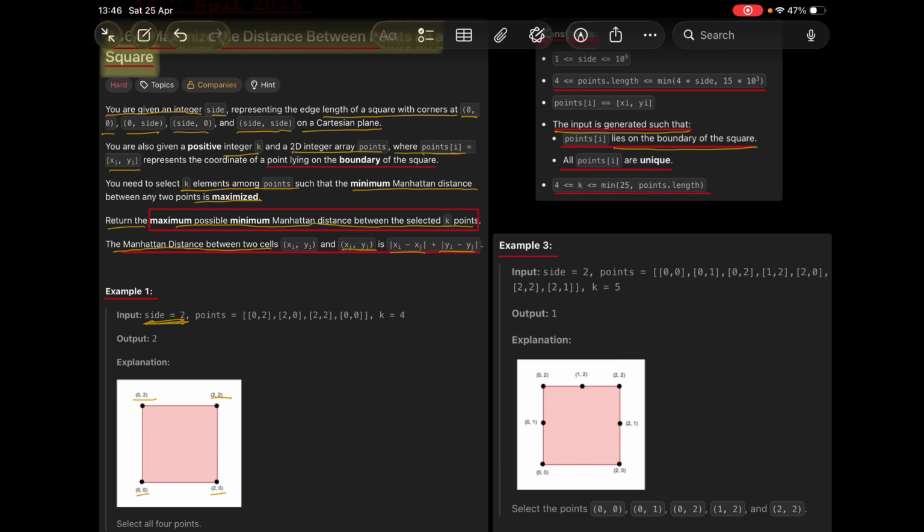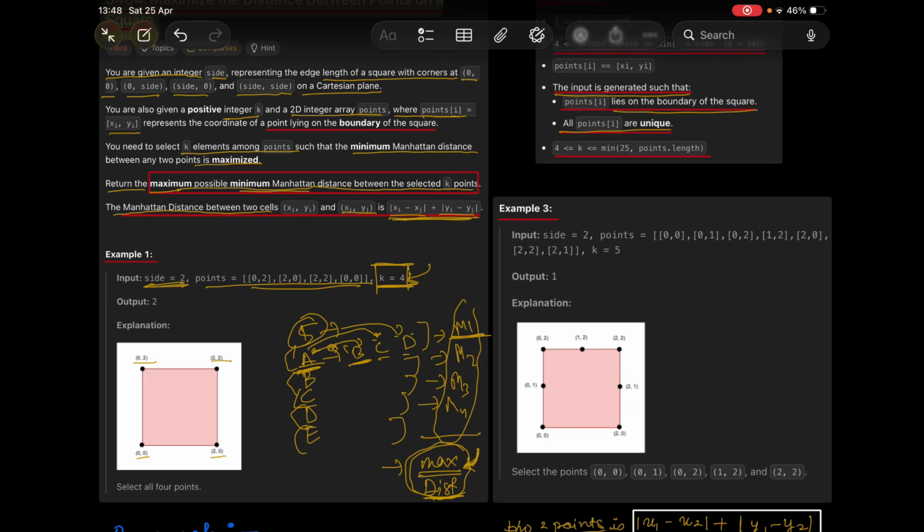Okay, and all the points are unique. Okay, now we are also given this value k and these points. Now what we have to do is, among these points, select k points such that we can maximize the possible minimum Manhattan distance. So the distance between two points is the Manhattan distance, which is this. Now we have to maximize the minimum distance. So this is the question.